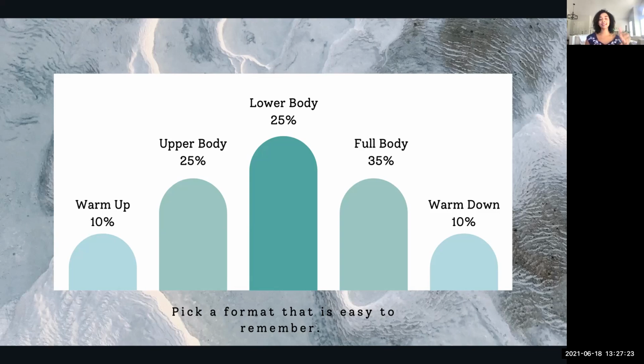And I say here, you want to pick a format that's easiest for you to remember. I'm about to show you a few different ways to think about how you're going to remember to move that person's body in all planes of motion, right? We always know there's going to be a warm up and a warm down. So one way to think about it is, maybe I'm going to do upper body, lower body, full body, right?